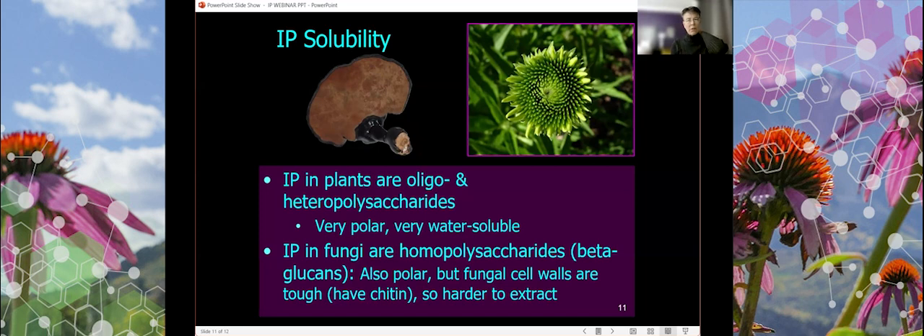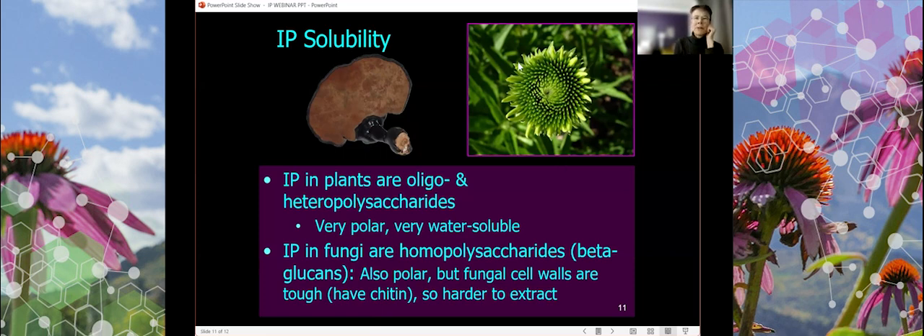Okay, so these constituents are very polar. Some of you know what that means. Basically, it translates to very water soluble, but you've got to work to get them out of the hard mushrooms. Okay, so it's fun to know some solubility, and that's what's behind the double extraction that we do with reishi.